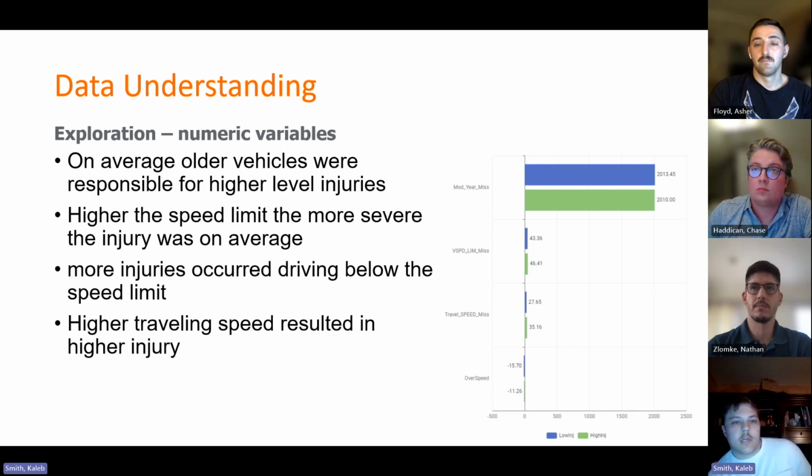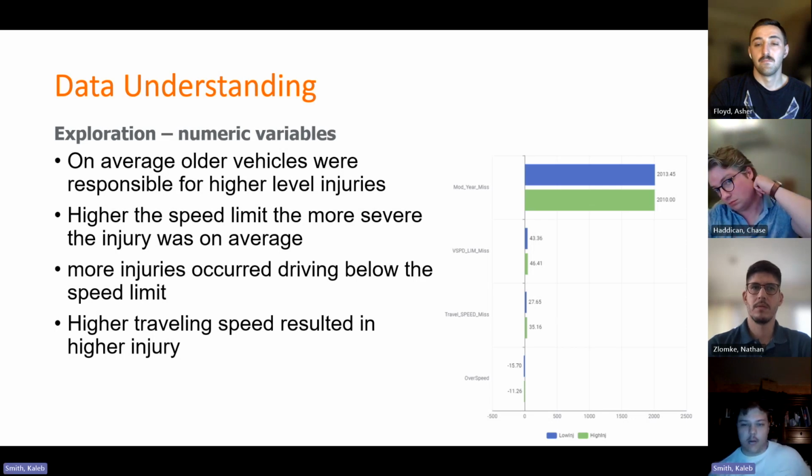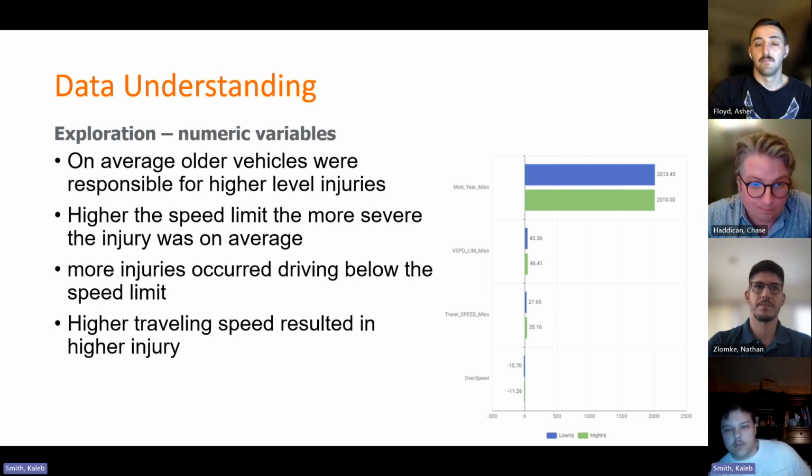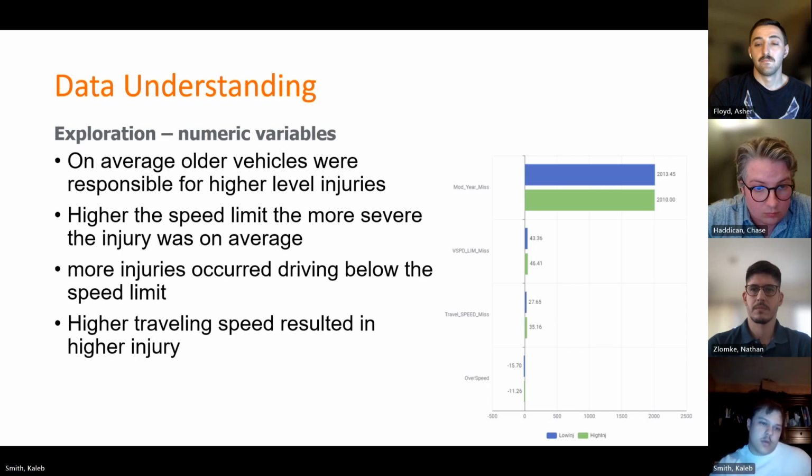For the numeric variables that we used for the modeling process, we looked at the model year, comparing it to high level injury and low level injury. On average, older vehicles cause a higher level of injury. Looking at the speed limit, higher speed limits also cause higher injuries. And overall, the majority of accidents occurred going under the speed limit for both low level and high level injuries.